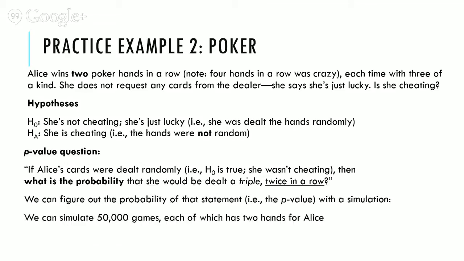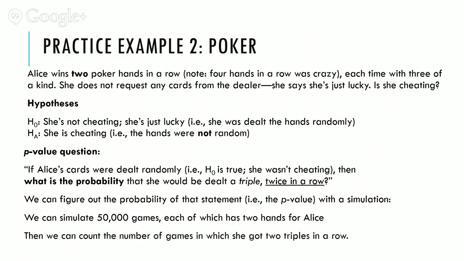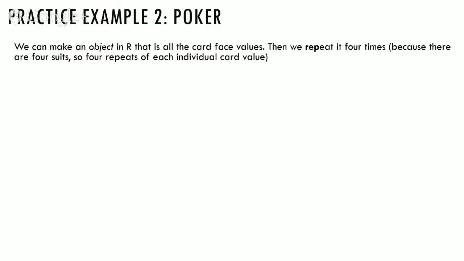We simulate, and I used 50,000 games this time, which would take 10 to 15 seconds for this computer to run. 50,000 games, and in each game, Alice gets dealt 2 hands, and we count the number of games where in 2 hands she got 2 triples. Now, if you can't follow all of this, that's fine. But if you can, it will be helpful when we start using R in class from time to time.